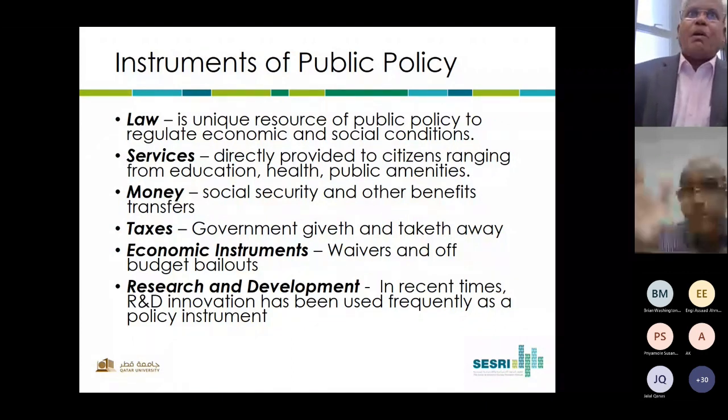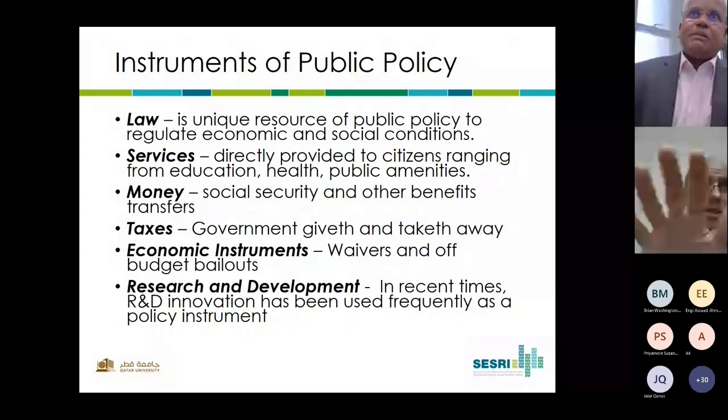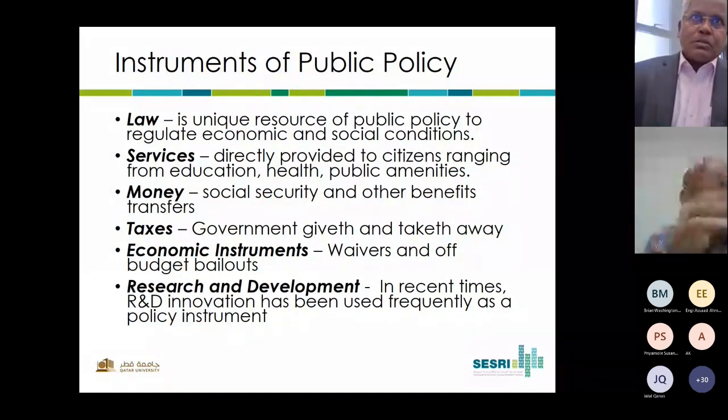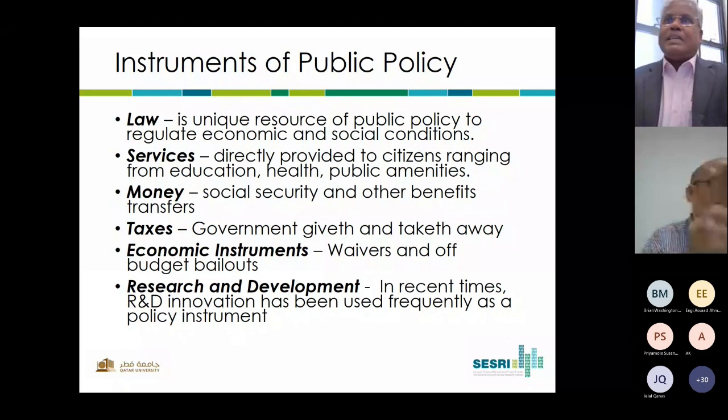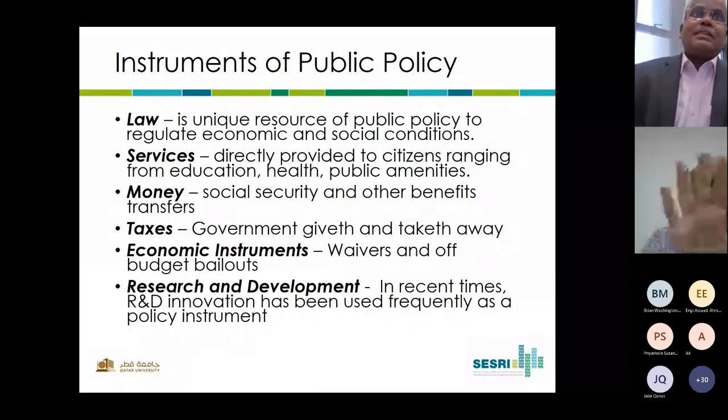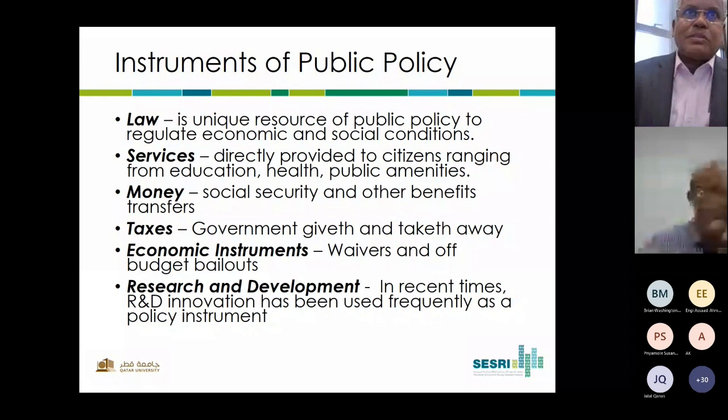The fourth instrument of policy is that the government giveth and taketh away. Government can allocate budget and provide money to different programs and schemes. That is what the government giveth. And what the government taketh is taxes. Periodically, with every budget, government alters taxes or tax laws or tax regimes. They tax more or they tax less, they reduce certain taxes, they increase certain taxes. So tax is an important instrument of public policy.